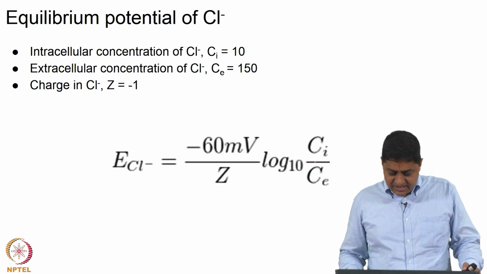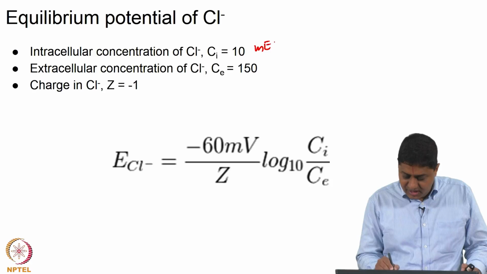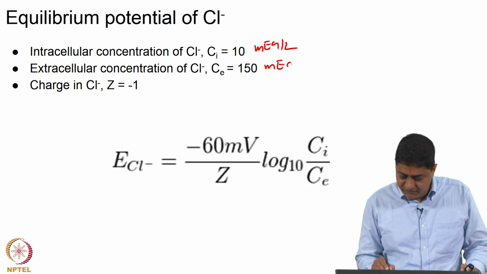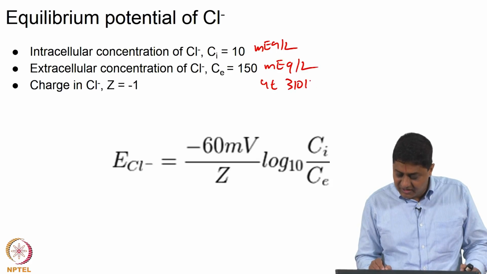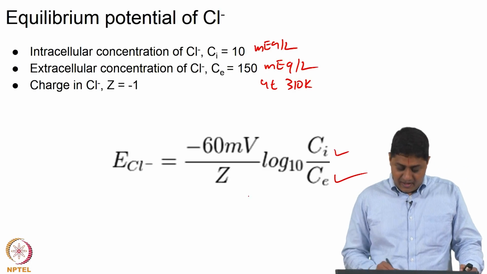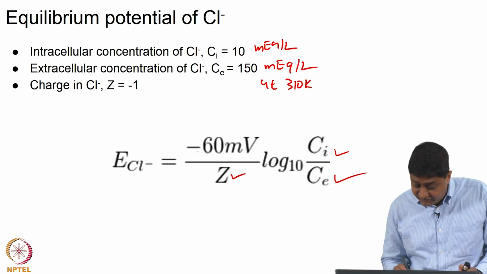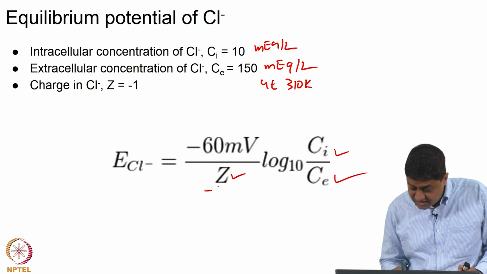Similarly, for chloride, once again I know the inside concentration is about 10 milliequivalent per liter, the external concentration is about 150 milliequivalent per liter, and the problem is to be solved at 310 Kelvin, say for example. Then I could substitute for Ca and Ce and Z. Note Z has a sign. So, here I will have to substitute for Z as minus 1.